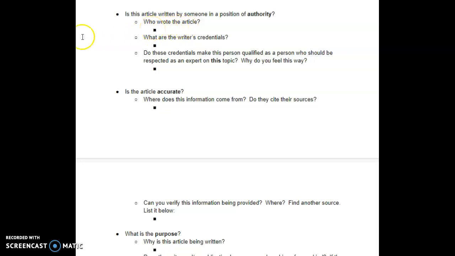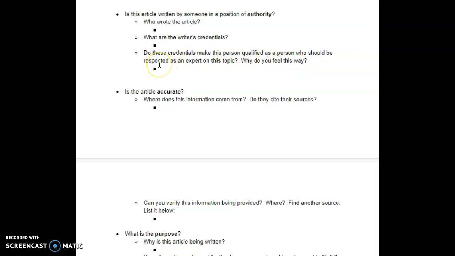And that is often going to be just fine. But what you do need to ask yourself is, what are the writer's credentials? This is what makes this person qualified. Do they have a degree in a particular field that is important? What accomplishments do they have? Have they been writing for 20 years, 30 years, whatever it might be? This is where we list their accomplishments. This is where we list the things that make them possibly credible. And then what you need to ask yourself is, do these credentials make this person qualified as a person who should be respected as an expert on this particular topic?